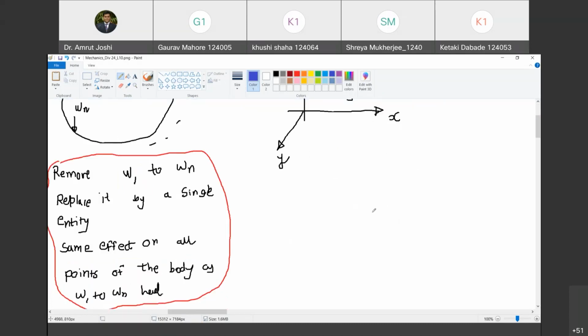Now, let me show you another force system. This is X. Oh, sorry. Let us call this as Z. This is X. Coming out of the plane of board is Z.